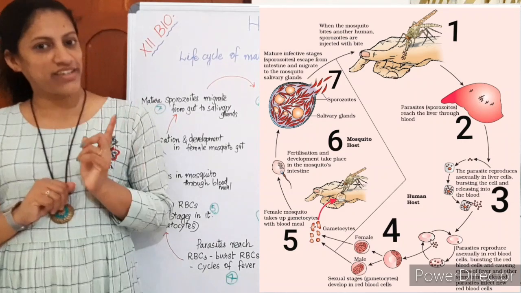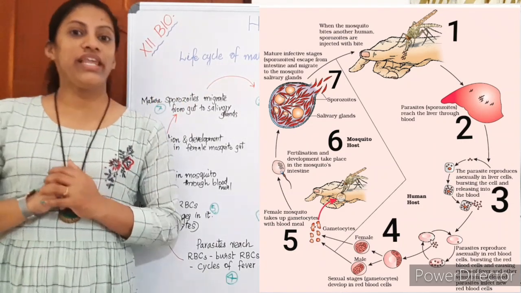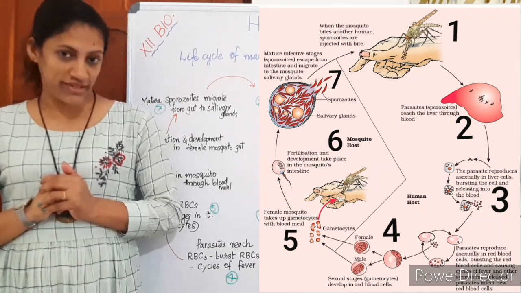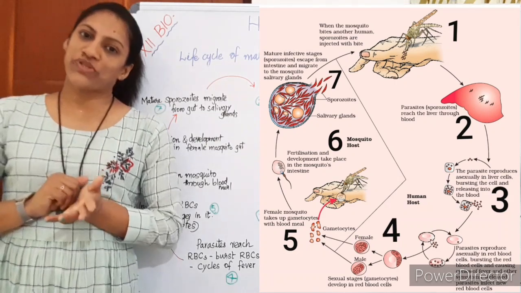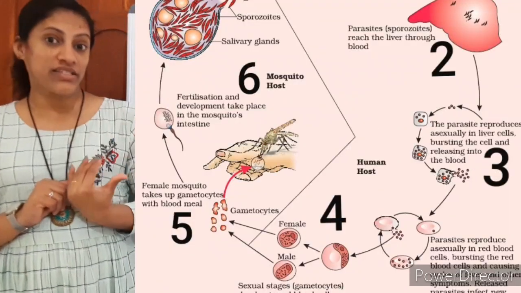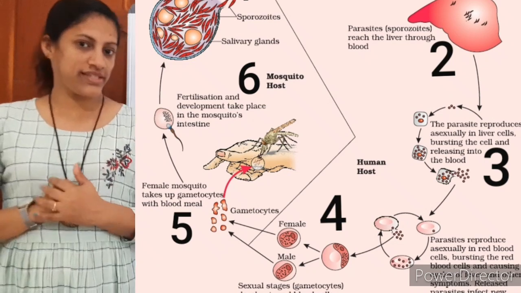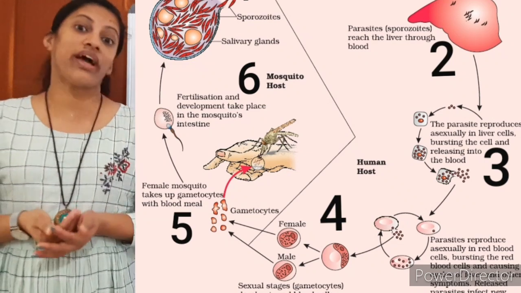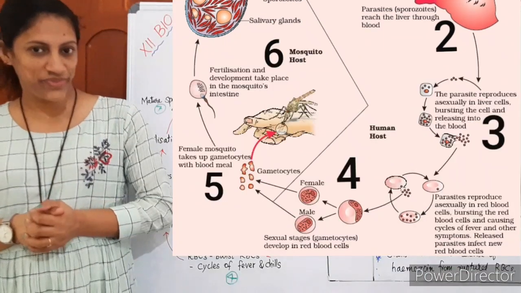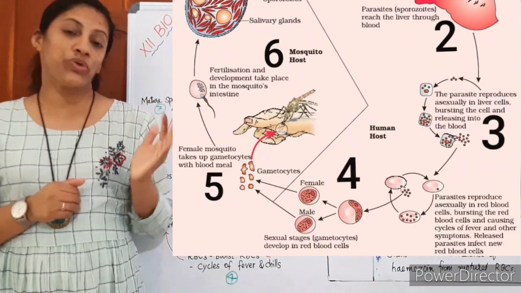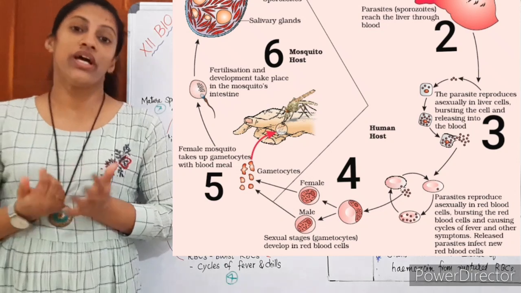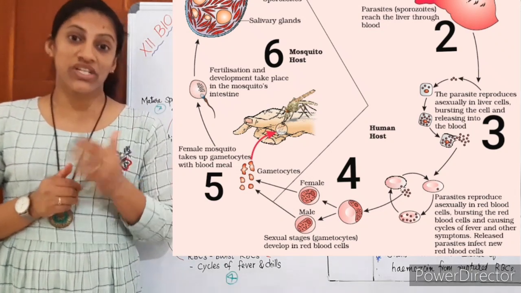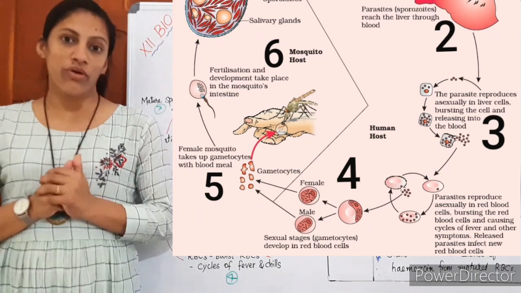The second stage, it reaches the liver cells of the infected person. Then rupturing of the liver cells, and in the third stage it reaches RBCs. Again, destruction of RBCs, and in the next stage it attacks new RBCs. Here the two previous phases are asexual reproduction only. In the new RBC, sexual reproduction stages, gametocytes are formed.